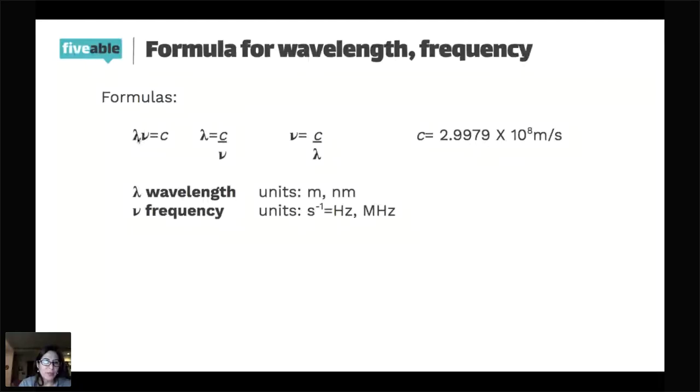And we can use this formula in which the multiplication of wavelength and frequency equals c, which is the speed of light. We have it right here. So with this, we can solve either for wavelength or for frequency. Common units of wavelength are meters or nanometers. Common units of frequency are seconds to the power of -1, which is the same as hertz, and also megahertz are common units here.